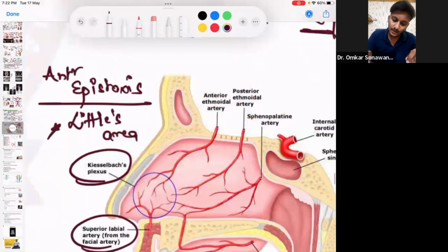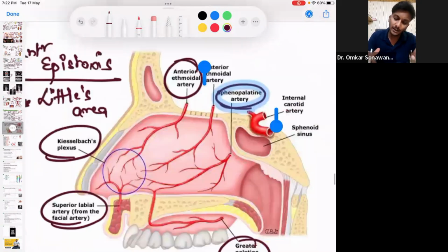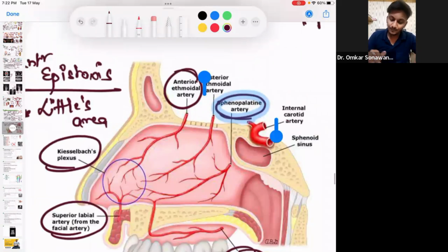Okay. Third one is the sphenopalatine artery. And last one is the anterior ethmoidal artery. जिसको याद नहीं रहता वो निमोनिक बना लो अपना. ठीक है. Next, posterior ethmoidal.